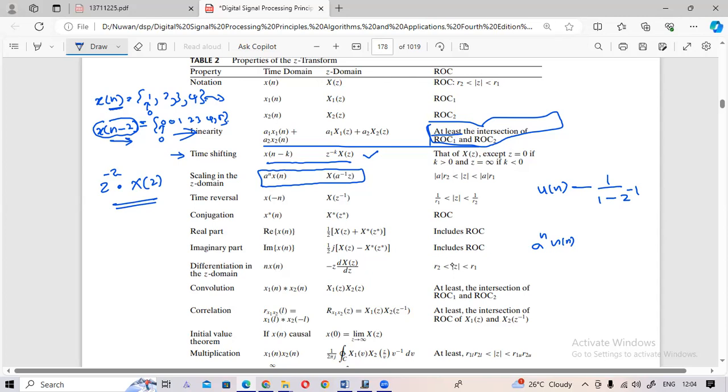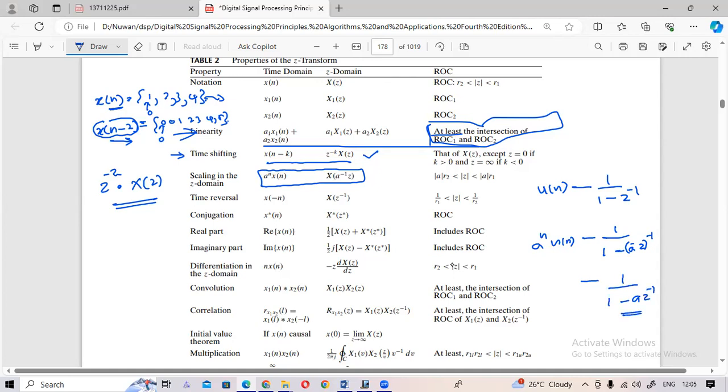You know scaling, no? It is somewhat similar to time scaling, where the time value is multiplied by a multiplier. Here also Z should be scaled if it is a to the power n. So instead of this Z, you have to put a inverse Z. So you will have 1 over 1 minus a Z to the power minus 1. You should have this one.